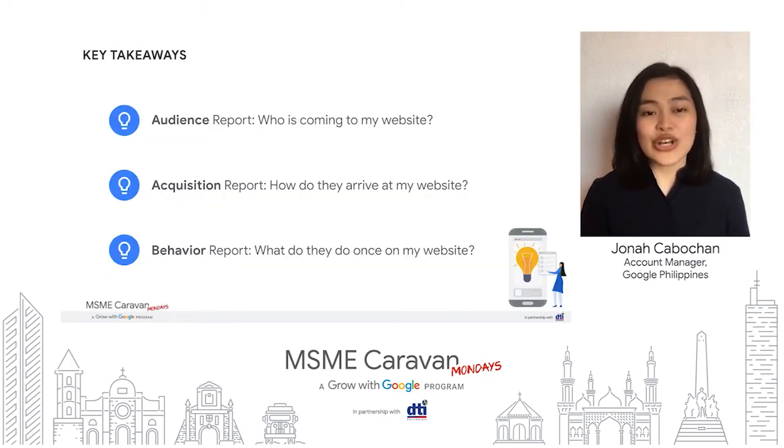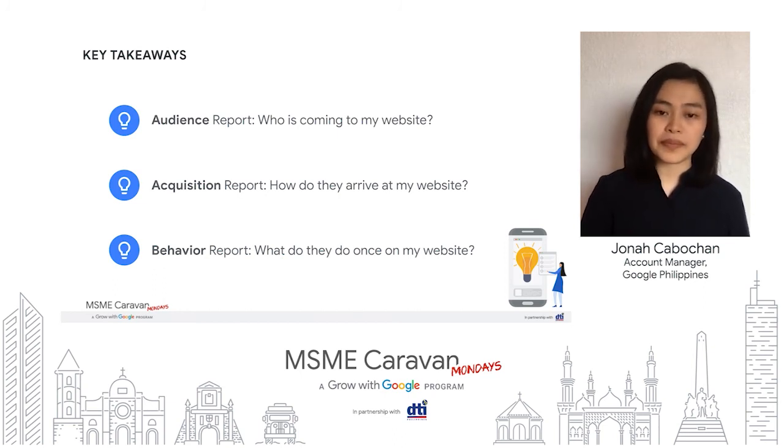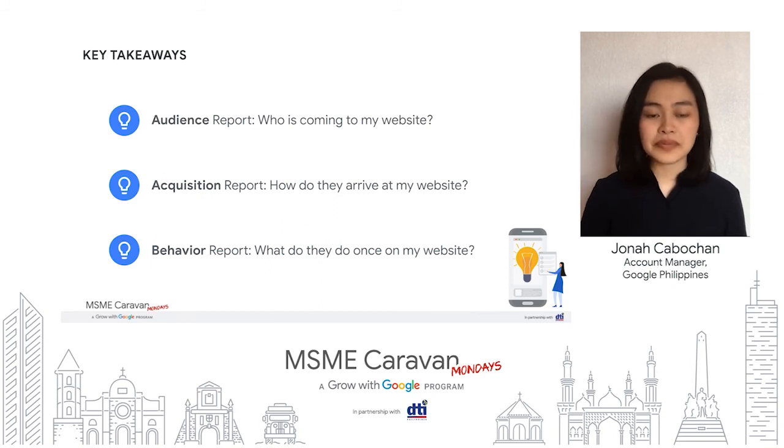All right. So those are the three main reports within Google Analytics, and we were able to highlight some of the questions that we can answer by going through each particular report. So we started off with our audiences: who is coming to my website, who are my potential customers, and what can I learn about them. Then we talked about the acquisition report. How do they arrive at my website? Where are they coming from? And how do they learn about me?